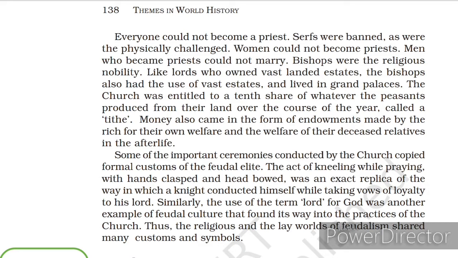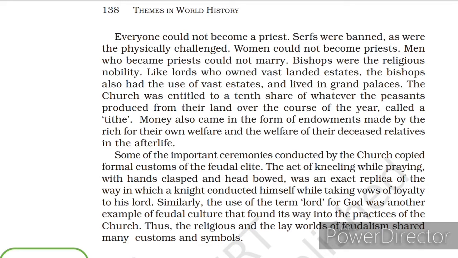Now, whatever rules, regulations, whatever way of earning money was made, it did not help the poor people at all, but it helped the rich people only. And the welfare of the deceased relatives. Deceased relatives means those who already passed away. Now, they even asked money on their behalf. So this is who is included in the first order.